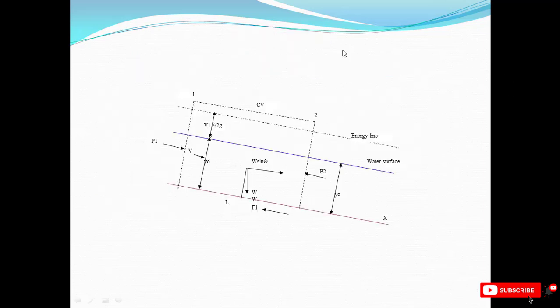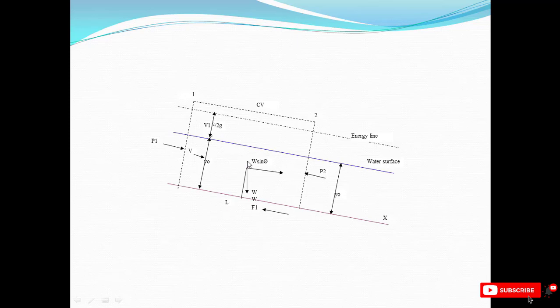This is the longitudinal section of flow in a canal. This is y at section 1, this is y at section 2. Both depths are equal, so the flow is uniform. The volume between section 1 and 2 is called the control volume.